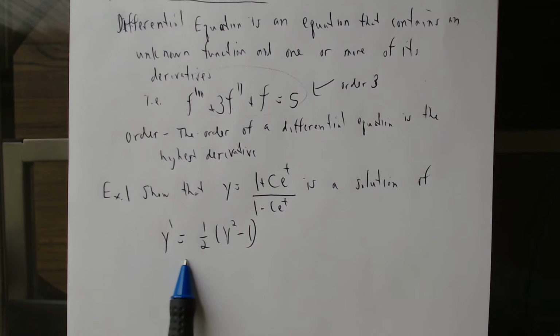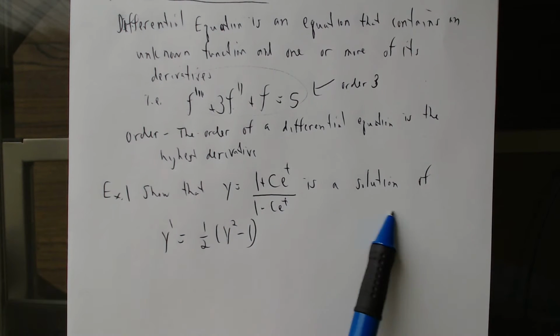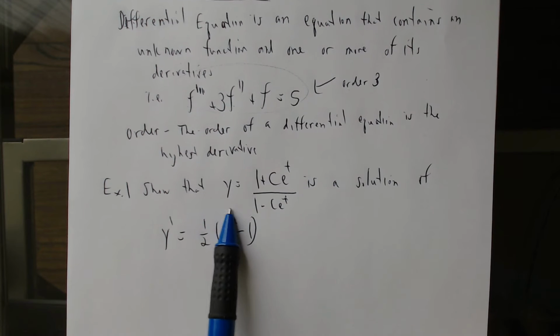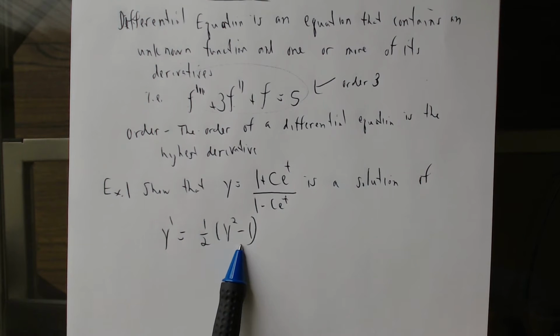So what are we trying to do? We're trying to find the solution of this. Now, what's the problem here? There is no problem. The way this problem is asking us to approach it is they're giving us the solution. They're saying, verify that this in fact is the solution. So in other words, if I take this and find its derivative, that should be the same thing as 1/2 times y squared, which is this guy squared, minus 1. So let's actually verify this.